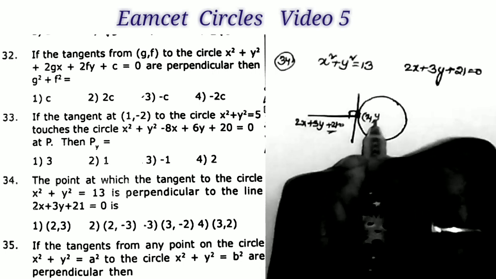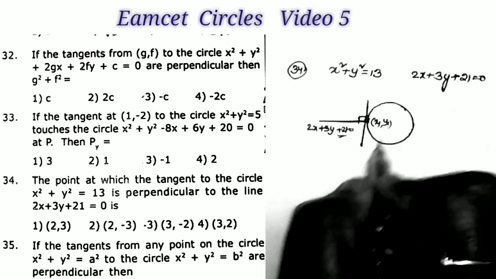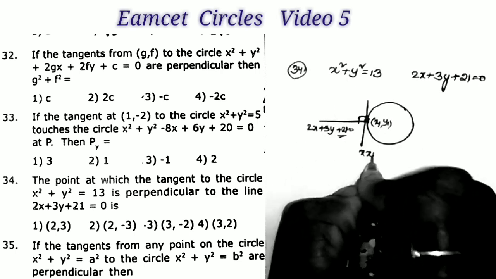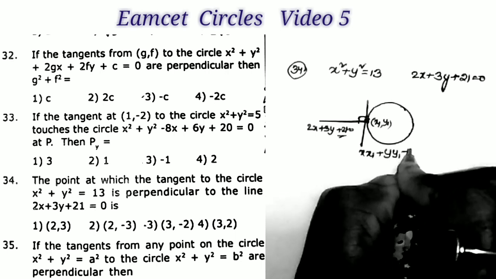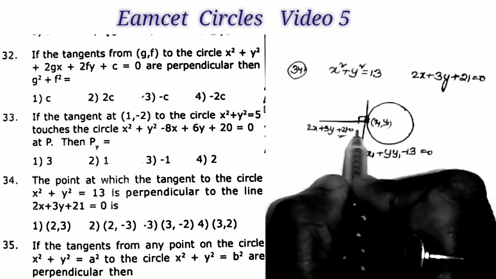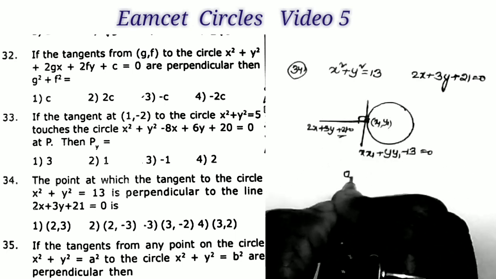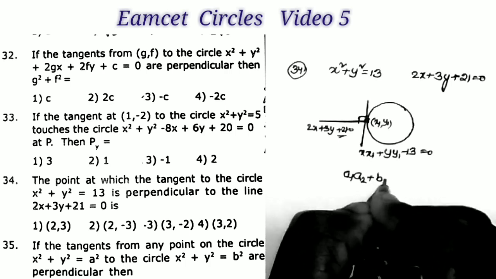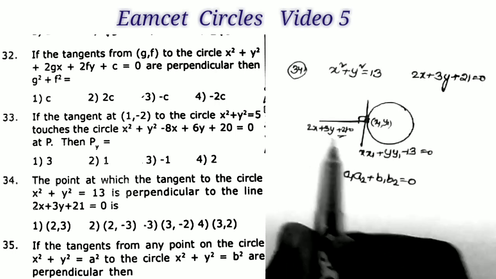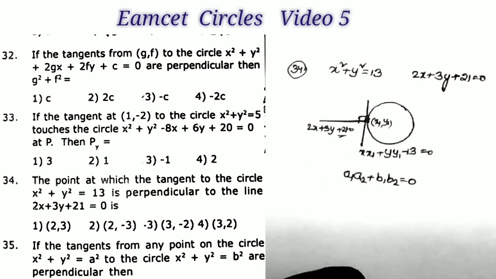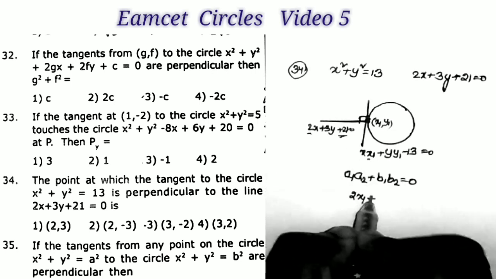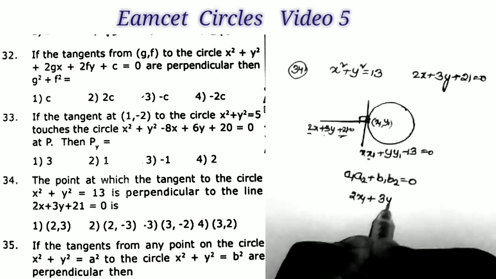Suppose I take P is equal to (x1, y1). This is the point of contact. Now what is the equation of the tangent at this point of contact? Equation of tangent is S1 is equal to 0, that is x1 x plus 5 y1 y minus 13 is equal to 0. These two lines are perpendicular. The condition for perpendicular lines is A1 A2 plus B1 B2 is equal to 0. Now replacing the values, 2 into x1, that is 2x1, plus 3 into y1, 3y1 is equal to 0.